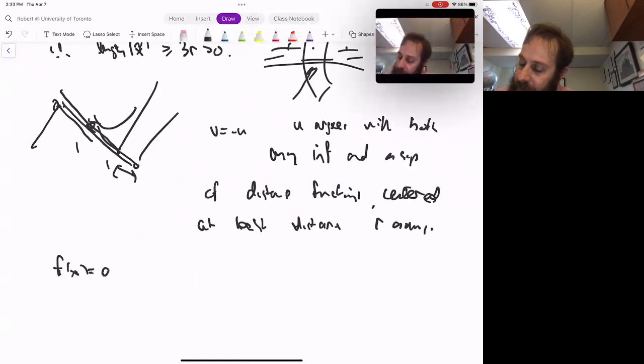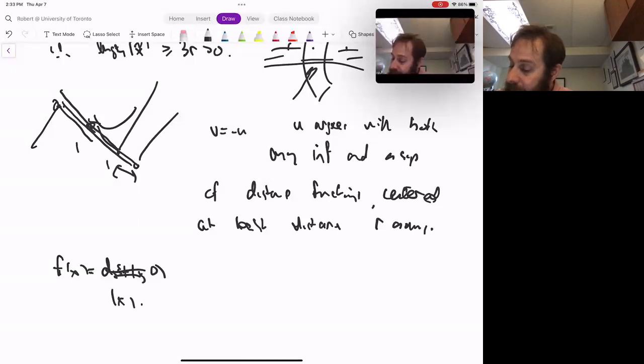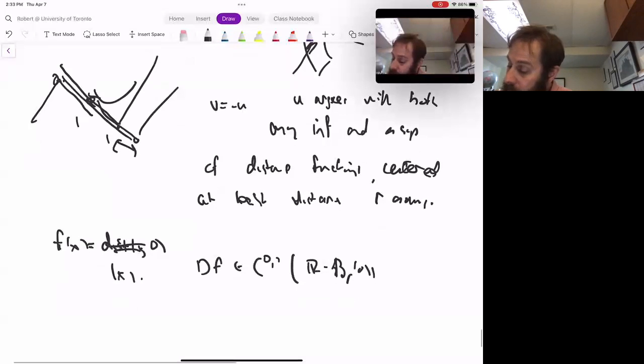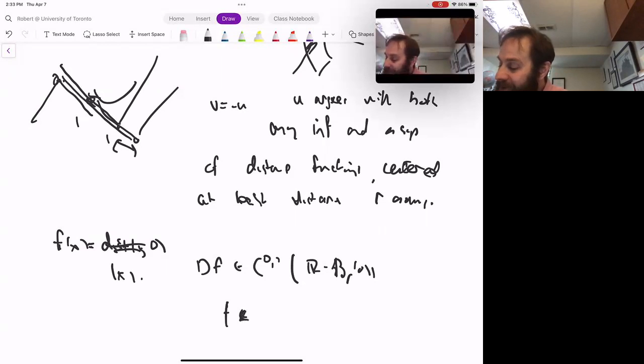And then the observation is that if you look at a distance function, in other words, if you take f to be the Euclidean distance to 0, let's say, let's take f to be the absolute value of x, then the derivative of f is actually a Lipschitz function outside a ball of radius r. So therefore f, if you like, is both semi-concave and semi-convex outside the ball of radius r.